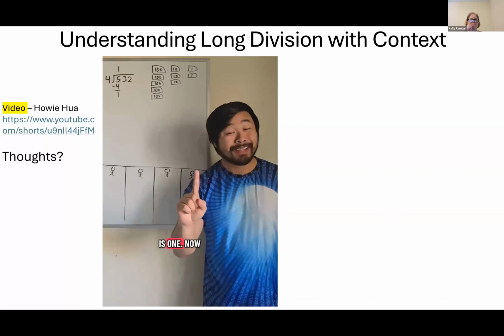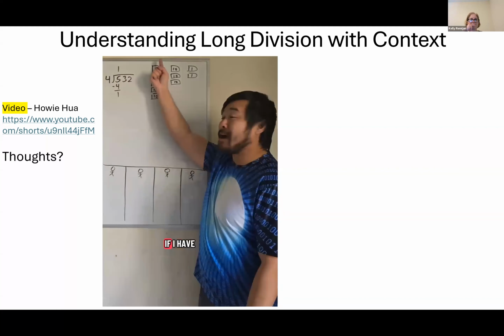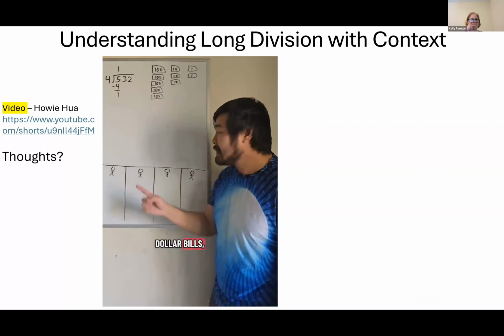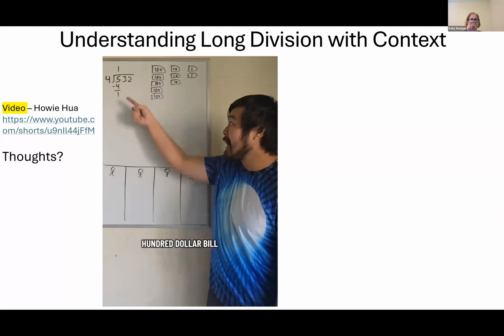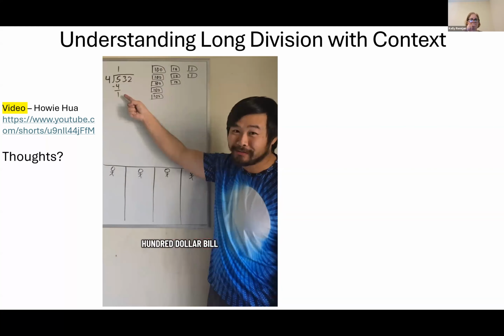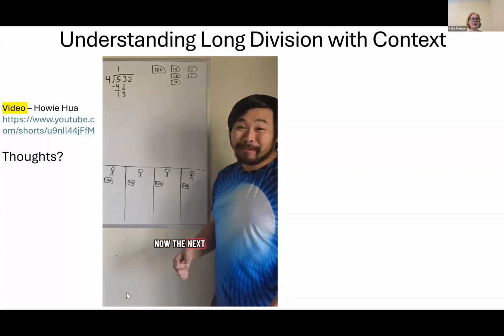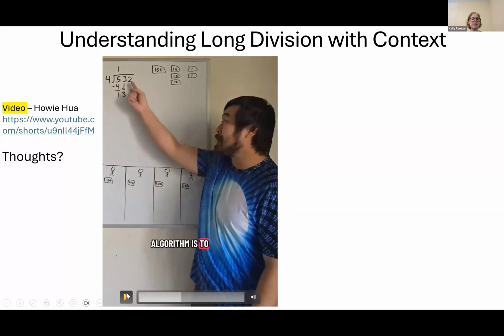Now in context, we could think of this as if I have 5 $100 bills, each person would get one $100 bill, and I would have one $100 bill left over. So I'm going to stop there for a moment so you can see each person got one $100 bill, and we have one $100 bill left over. So again, that makes sense. Okay, got it. Bring down the 3.